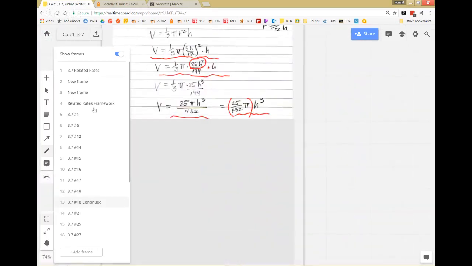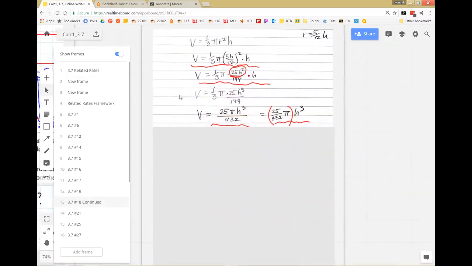Okay, so here we go. There's a lot of prep here. In place of r, I plugged in 5/12 h. We just looked at that. And 5/12 h squared is 25 h squared over 144. Then finally I combine the 1/3 times the 25 over 144, and we arrive at this thing, 25 over 432 pi h cubed. And we haven't done any calculus yet. So now we've got it as simple as possible.